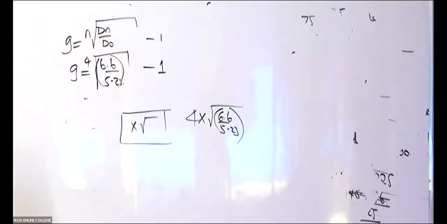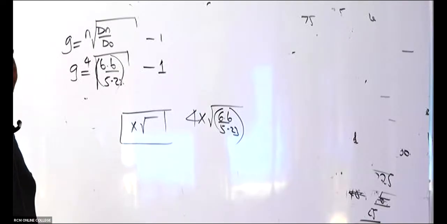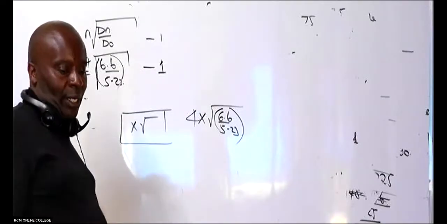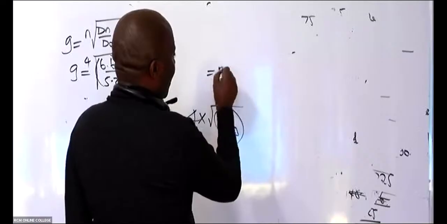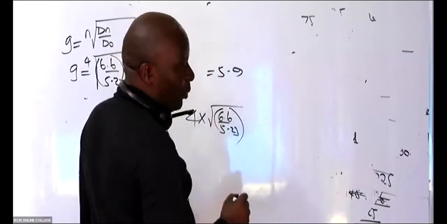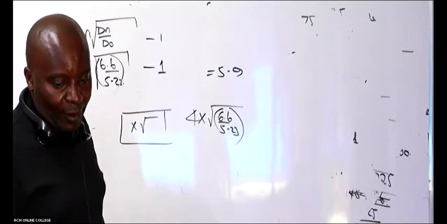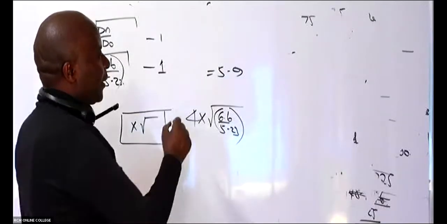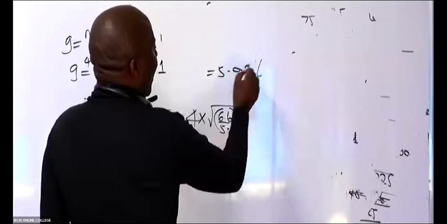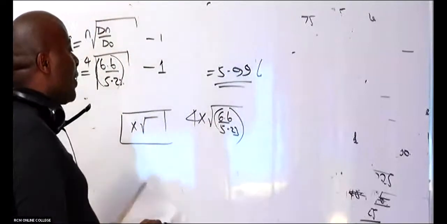Whatever answer you get, you subtract 1 from it. You'll get 0.0 something, times 100. That's what these ninjas are getting: 5.9 something, 5.99%.